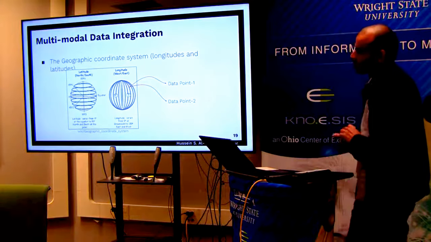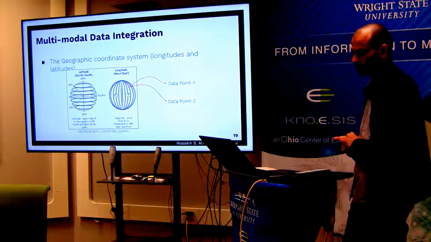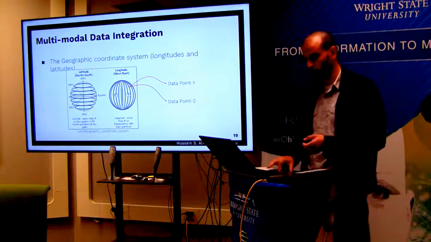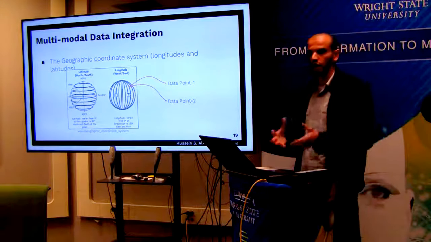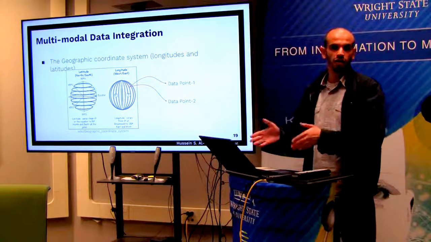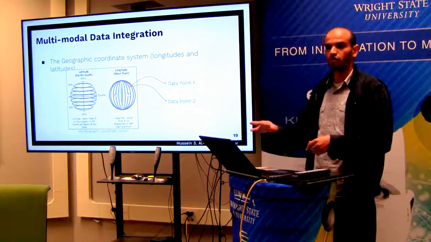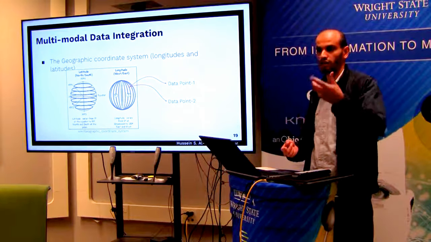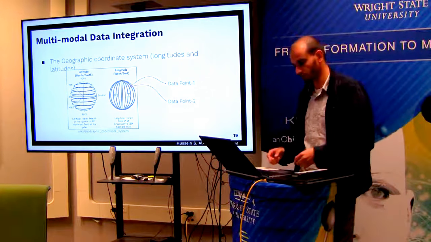So now if we talk about the multimodal data integration that I mentioned before, the geographical coordinate system, which is formed by longitude and latitude, as you can see here from this picture, is a universal system that all of us agree on, right? So we can say that X and Y, longitude and latitude, is in this location, and we can recompute it, and then we can reverse geocode it, or the other way around. So from a geocoordinate, I can get the name of that location, or from the name of that location, I can get the geographical footprint, right?